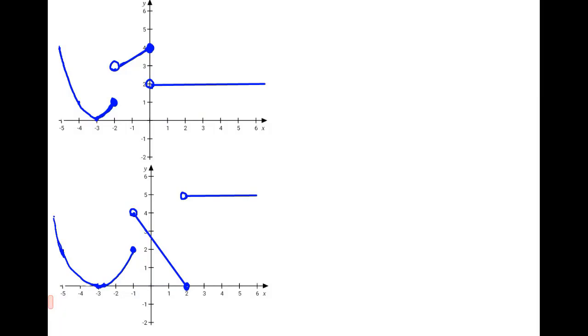Okay guys, now here are two exercises. Please solve them, and after you solve them I will show you the answer, so pause the video. Okay, now let's start with the first one.